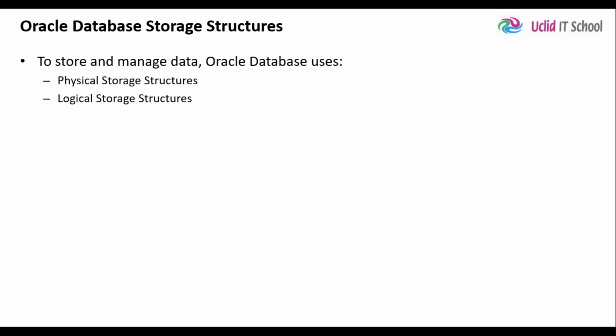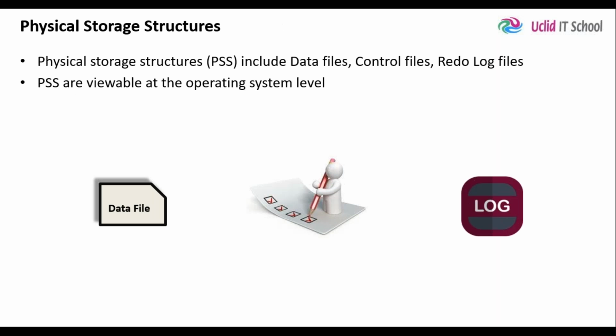One is the physical storage structures. Second one is the logical storage structures. So let us understand both these terms. The physical storage structures include files. Oracle database has three primary files: data files, control files, and redo log files. So these files are called physical storage structures.